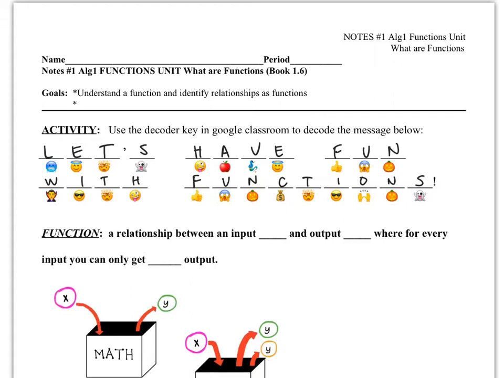A function is a relationship between an input, which is going to be our x variable, and output, which is going to be our y variable, where for every input, you can only get one output. This is the whole key. For every input, you can only get one output. So here are some images below.